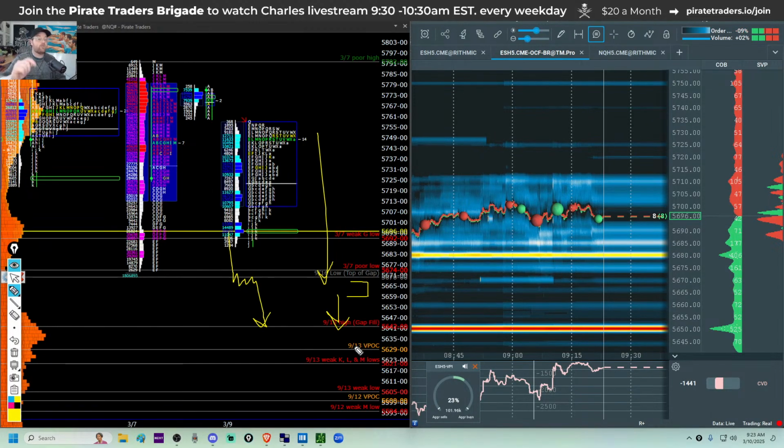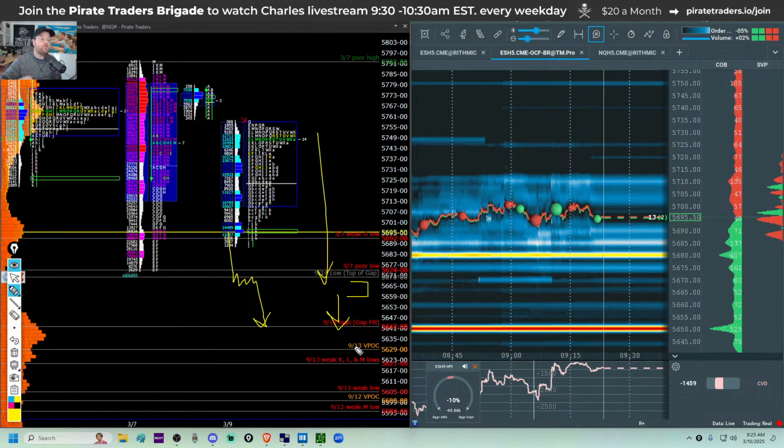Now, how do I pick those levels? Those levels that I think are high probability? Well, then you'd have to take one of my courses because it is far too much to explain in the next hour. I'm paying attention to a lot of different things. I'm paying attention to where the market goes, how much time it spends there, and how much volume it brings in. I'm looking for an auction process to come to an end.